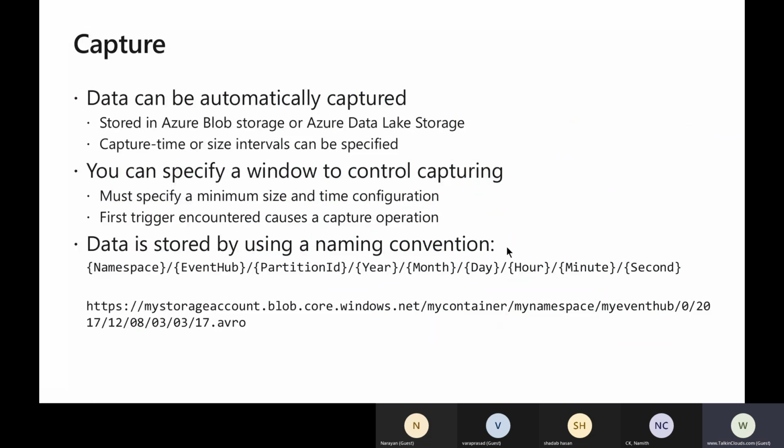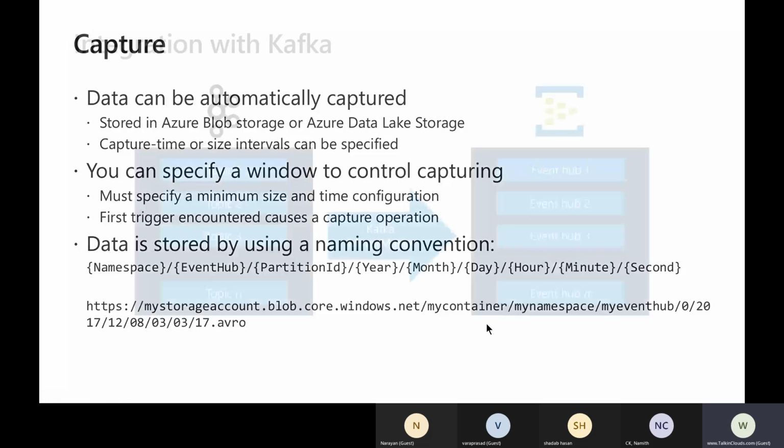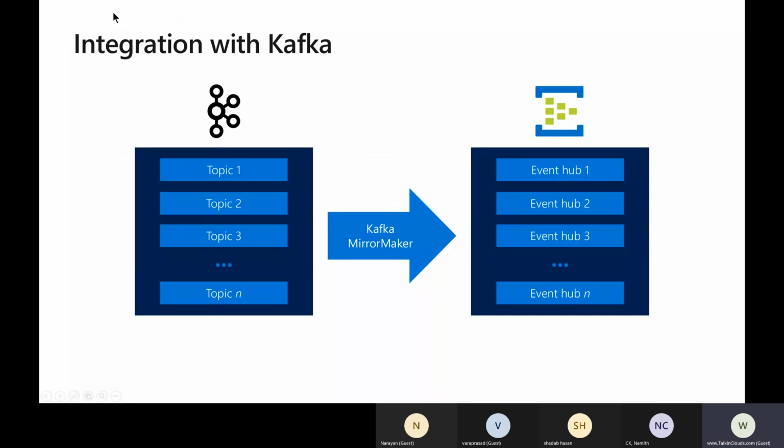Again, how the data is stored. Data is stored like this: there will be a namespace, then you have the event hub, then you have the partition, year, months, dates, like that. It will be created inside your event hub. Again, it talks about the integration with Kafka. You have a topic, and then Kafka MirrorMaker, which will copy your data to your event hub, so that you can achieve this with Apache Kafka as well.